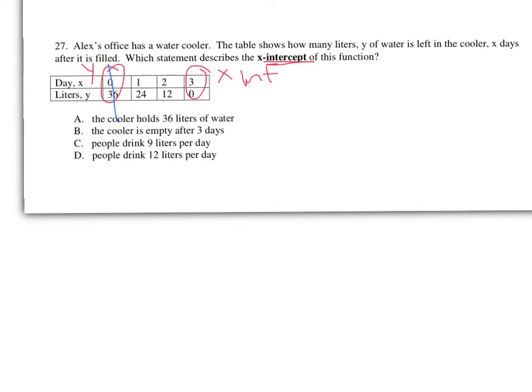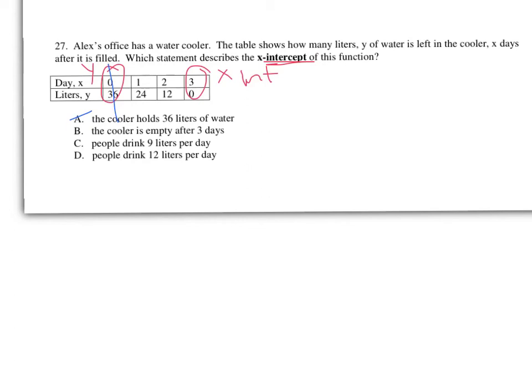So let's look at our answer choices. A, the cooler holds 36 liters of water. Well, that's how much water was in it when it started, but they're not asking about that. They're asking what does the x-intercept mean. So A is out. Even though it looks like it is a true statement that it holds that 36 liters of water, it doesn't answer the specific question of what is the x-intercept.